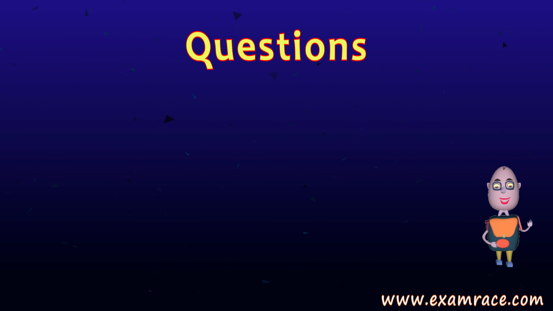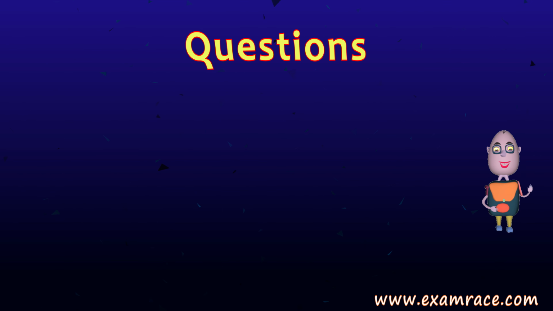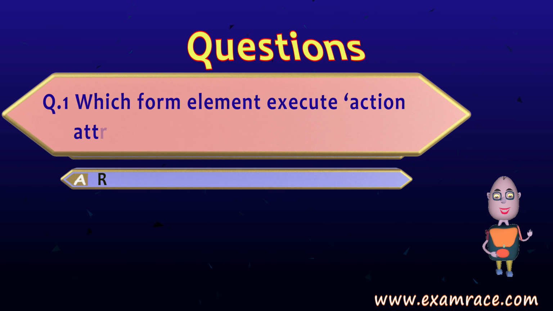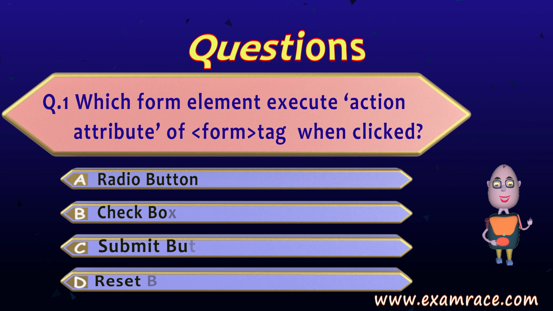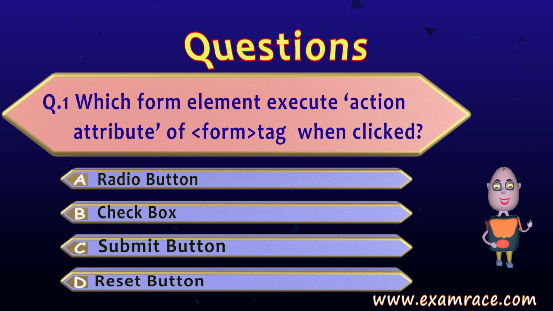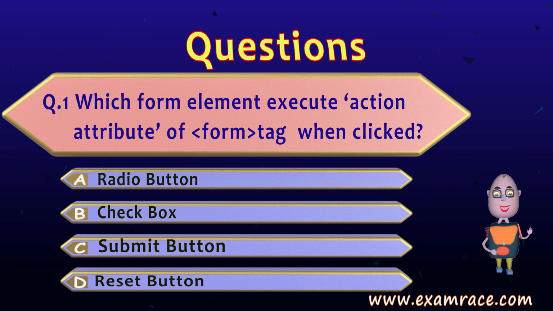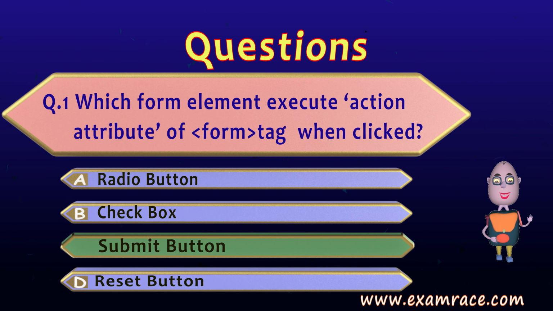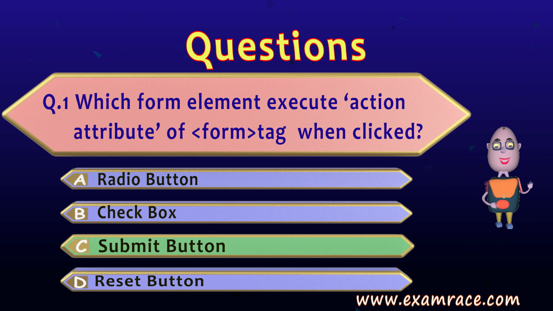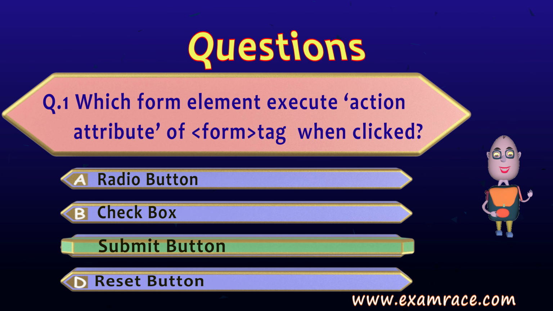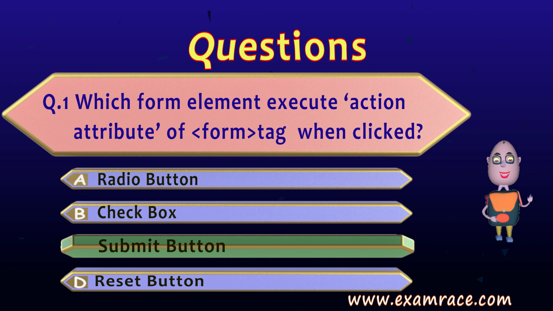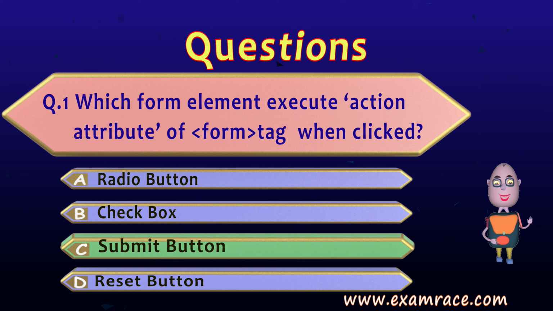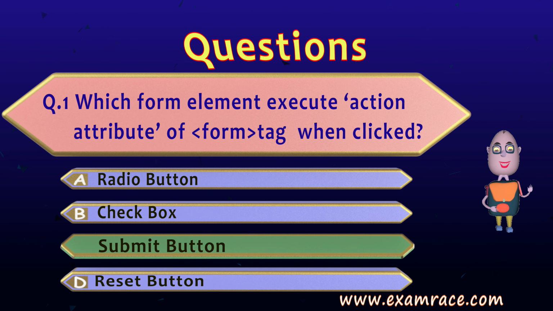So let's have some MCQs. The first question is, which form element executes the action attribute of form tag when clicked? So what is the correct answer? Answer is option number 3, submit button. So submit button is used to just perform the action attribute. It means to submit the values to the database or to traverse to another page.